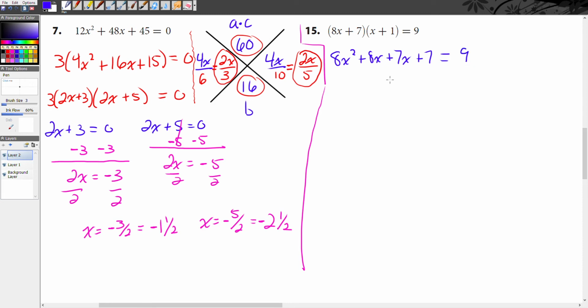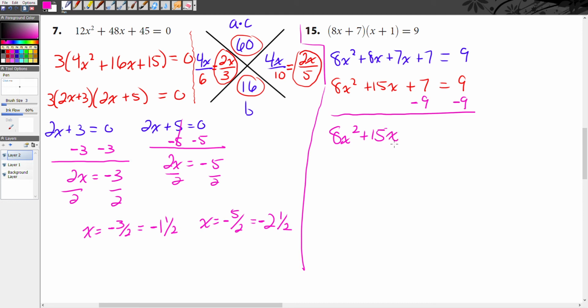We can combine like terms here. We get 8x squared plus 15x plus 7 equals 9. Now we need to set this equation equal to 0, which means we need to subtract 9 from both sides. We get 8x squared plus 15x minus 2 equals 0. And now we can factor. So 8x squared, 15x, negative 2, there's nothing to factor out of that.